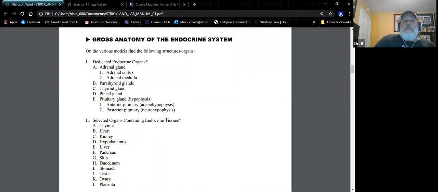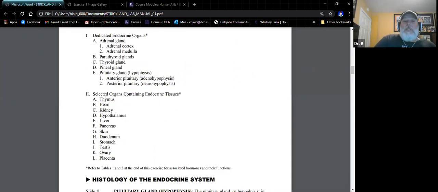Organs that contain endocrine tissue. We're gonna look at the thymus today, the heart, the kidney, the hypothalamus, the liver, the pancreas. I don't believe we have a skin model, but hopefully you would be able to recognize skin. Duodenum, stomach, testes, ovary, and we do not have a placenta model, so you can kind of scratch through that.